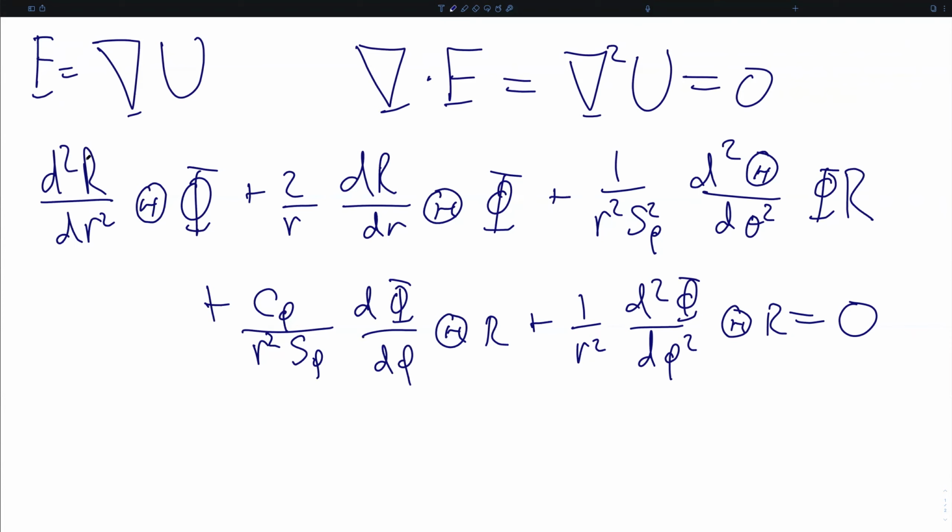And we've replaced the partials with total derivatives because remember, the whole point of doing the separation is that each of these functions, capital R, capital theta, capital phi, is a function of their respective coordinates only.